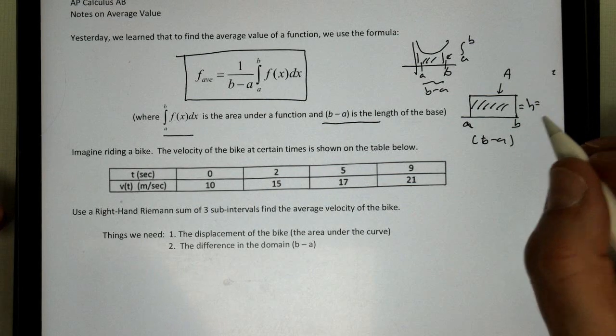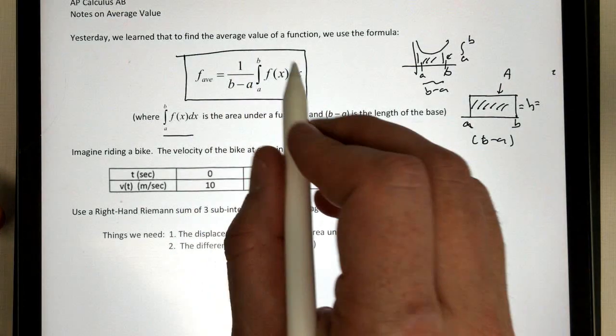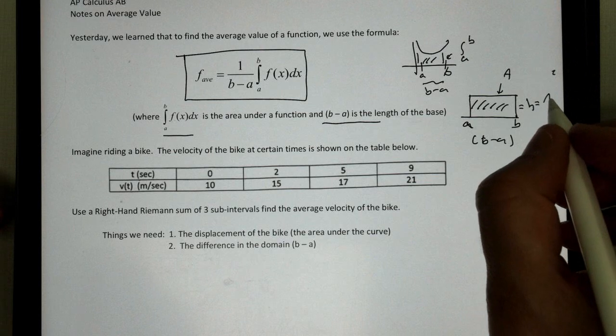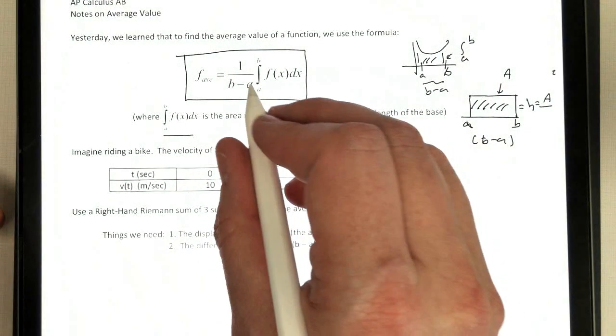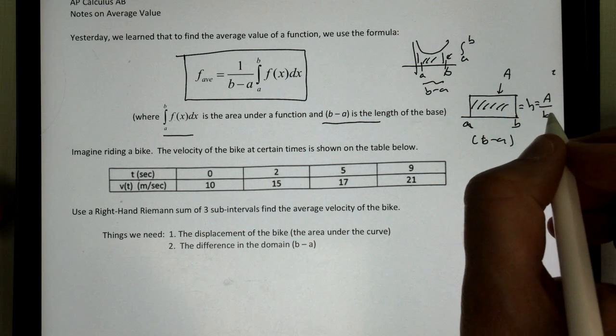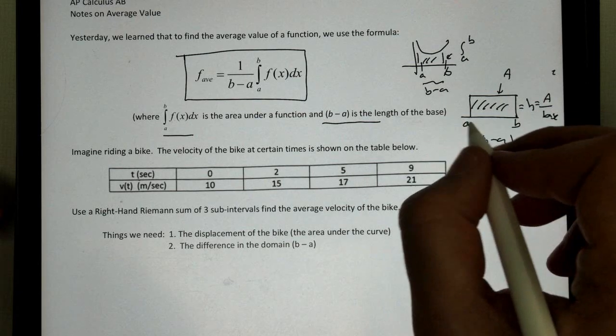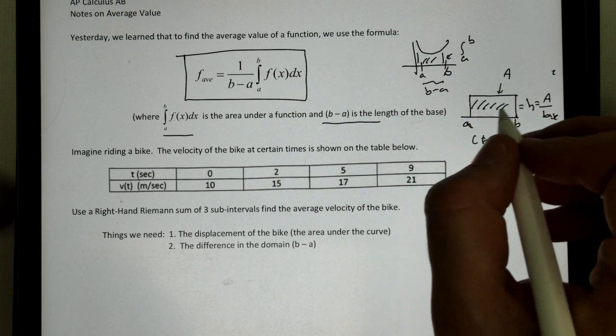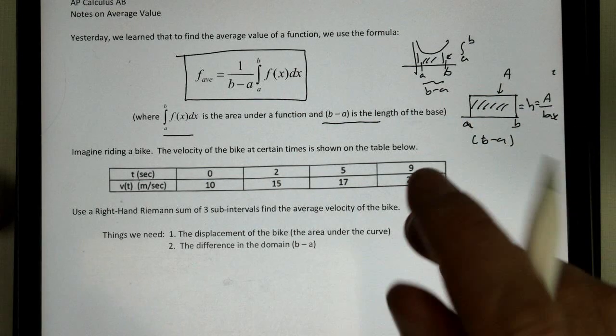That's that average value. And what this is telling us to do is take our area, which is the integral, and divide it by the base, which is how we would find the height of this rectangle. We would take the area of that rectangle and divide it by the base.